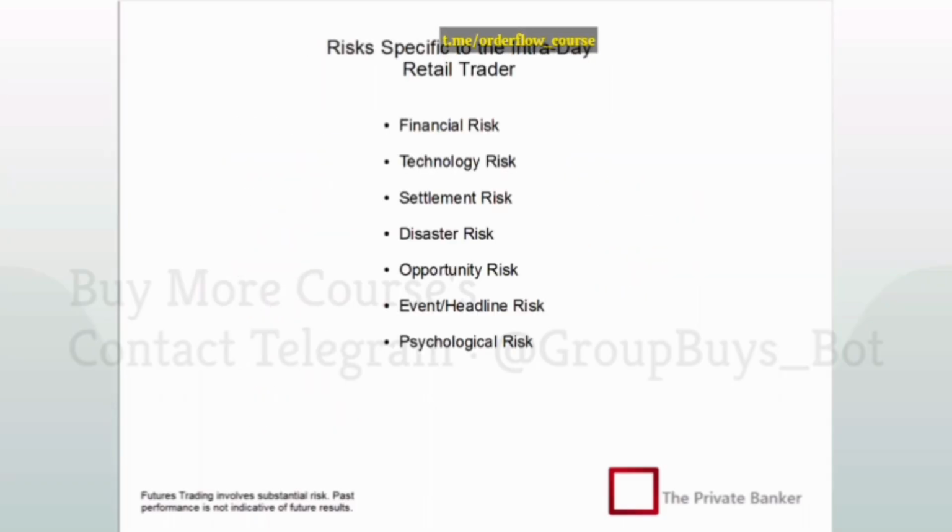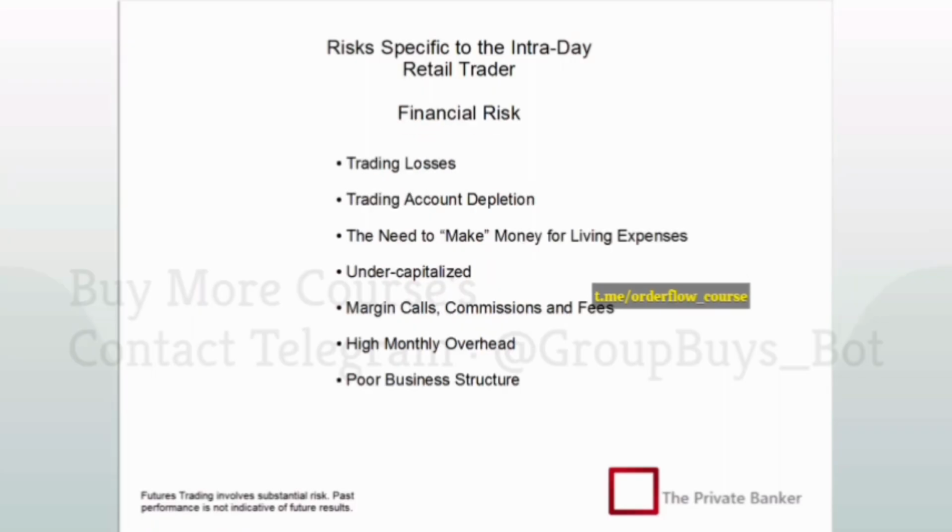So the first, risk specific to the intraday trader or retail trader at that. So we're just basically summing these down: financial risk, technology risk, settlement risk, disaster risk, opportunity risk, event headline risk, and psychological risk. So I'll go into these in a little more detail and maybe potential ways of overcoming these risks that we encounter each day. So the first being financial risk.